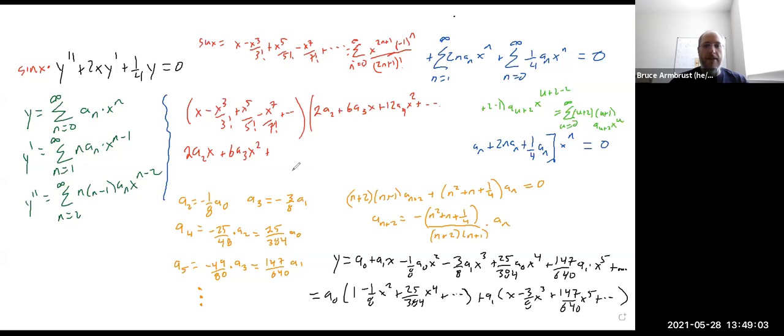For the cubes, now this gets a little tricky because I can get cubes from the 2a2 times this x cubed, and also the 12a4 times x squared times x. So that's going to give me 12a sub 4 minus 1 x cubed. That looked like an a sub 4. So where those are coming from, the 12a sub 4 is that product.